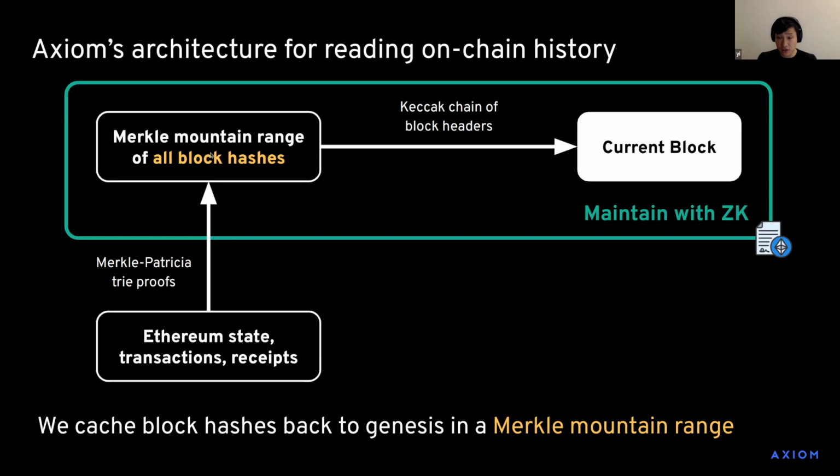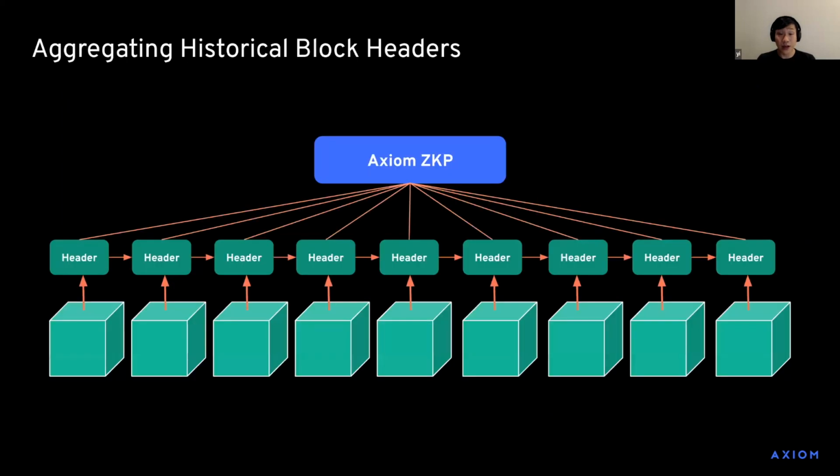Ethereum back to Genesis. And so we have a contract on Ethereum mainnet that is continually updated to update this Merkle mountain range. And when we deployed that contract, we actually had to initialize it with the block hashes all the way back to Genesis by proving this Keccak chain of block headers in ZK. And I'll talk a little bit more about how we do that later on. All right, actually, right now.